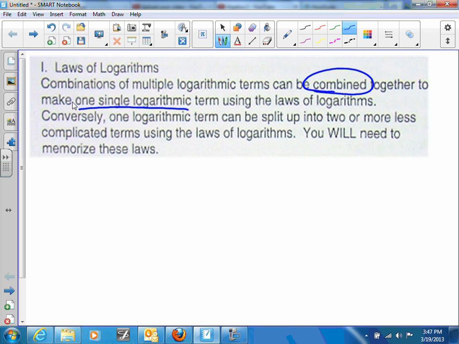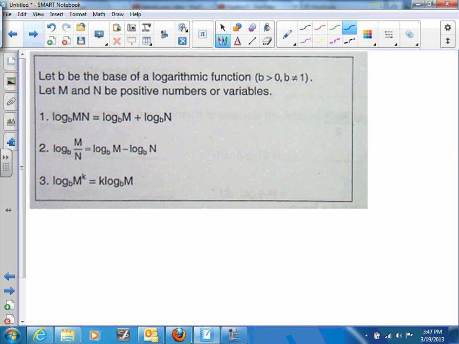Conversely, if you go backwards, you can take one logarithmic term and split it up into two or three or more or less complicated terms using the laws of logarithms. You will need to memorize these laws. So you need to memorize these, okay? Here are the first three.